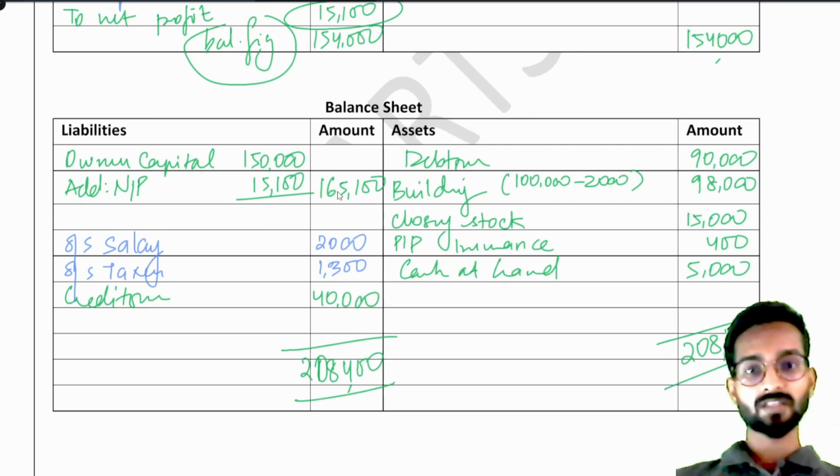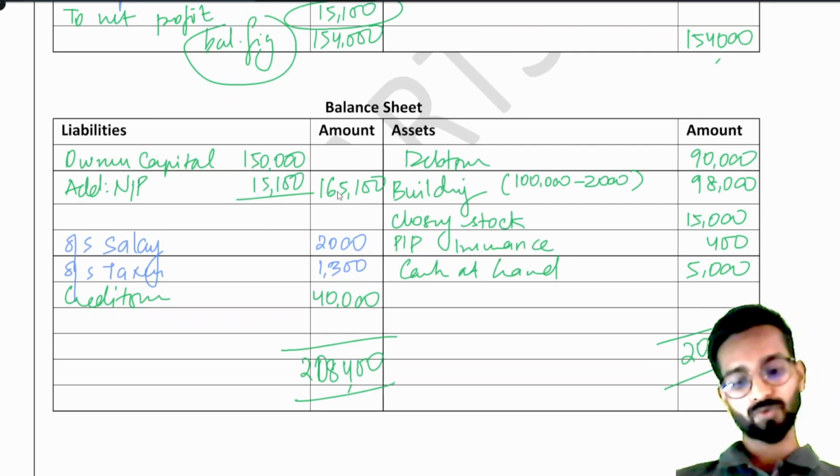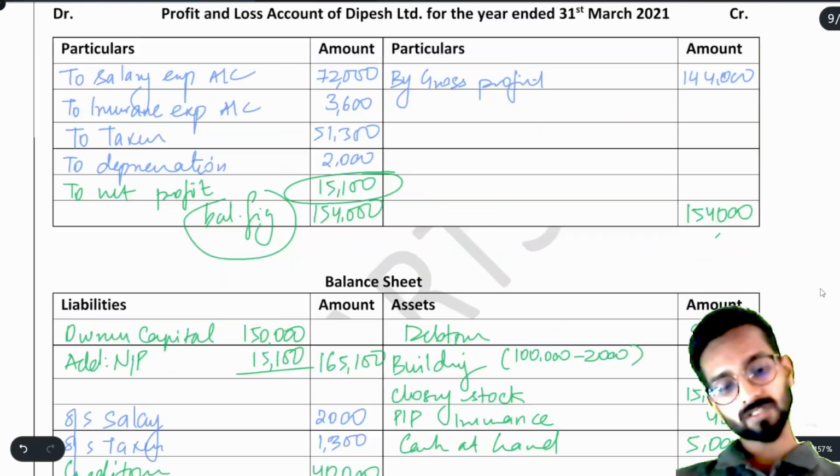Net profit is the first thing that you have to check whenever you are getting the wrong totals. Understood? Please solve all these questions. Thank you so much.